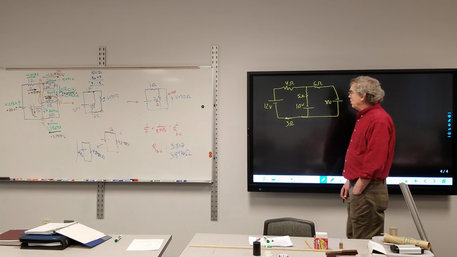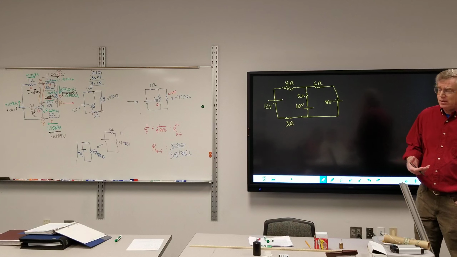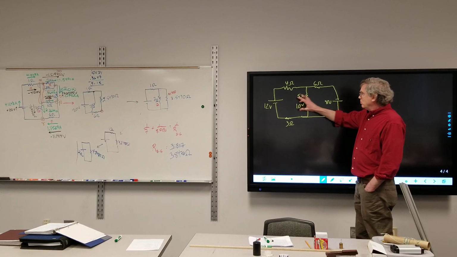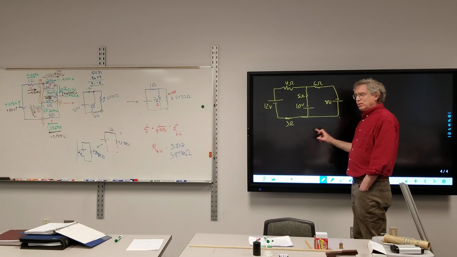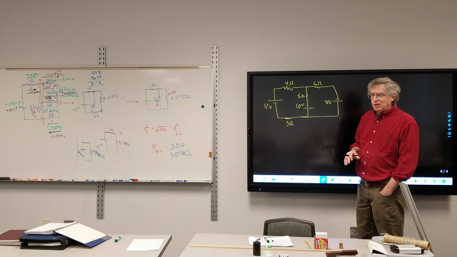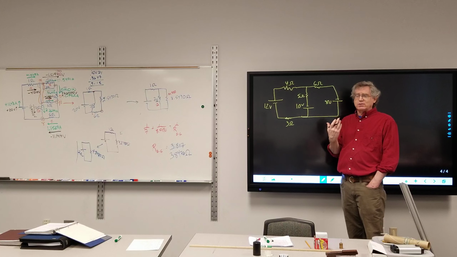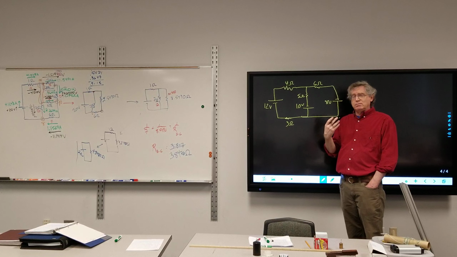All right, so I have 3 different loops here. 2 are independent. I've got left loop, right loop, and then the entire loop. I need to identify a current in 2 of them. I typically do left and right, but that's just a me thing. If somebody wants to do the whole thing, we can do that.